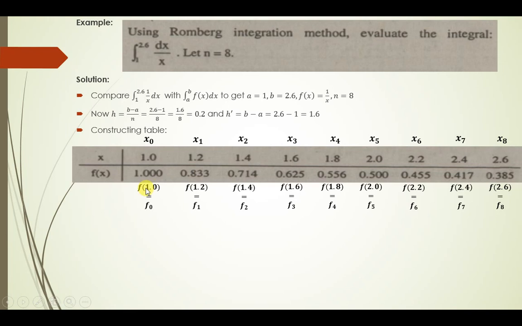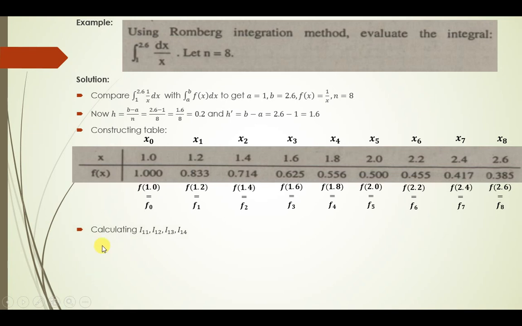Remember these things. F of 1.0 is 1.000. F of 1.2 is 0.833. The same thing is f1. I mean, this value is actually f1. If this is x1, this is f1. So this is f of 1.2. F of 1.2 is 0.833. F of 1.4 is 0.714. F of 1.6 is 0.625, and so on. So try to understand these notations. We will use these notations to complete these questions. Okay.